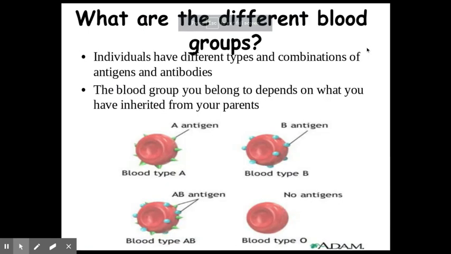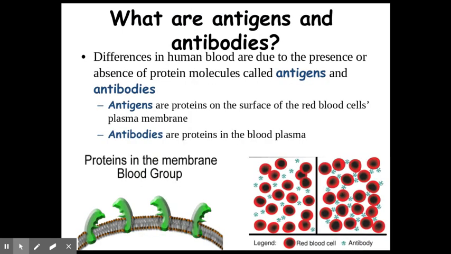So what are antigens and antibodies? The differences in human blood are due to the presence or absence of these protein molecules called antigens and antibodies. Antigens are basically proteins on the surface of the red blood cells, within the plasma membrane, and antibodies are proteins in the blood plasma. If you look in the picture below, they have a little blue star that represents your antibodies, so you can see how they're just floating in there with your red blood cells.